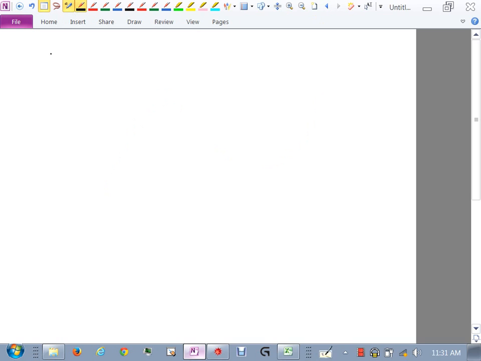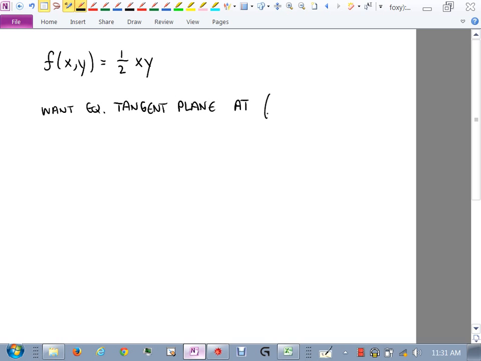So we have the function f(x, y) = 1/2 xy. We want the equation of the tangent plane at the point 1, 2, 1. Is everyone clear where this 1 comes from right here? You just plug in 1 for x, 2 for y, you get 1 out, right? So this is like the z value: x, y, z.